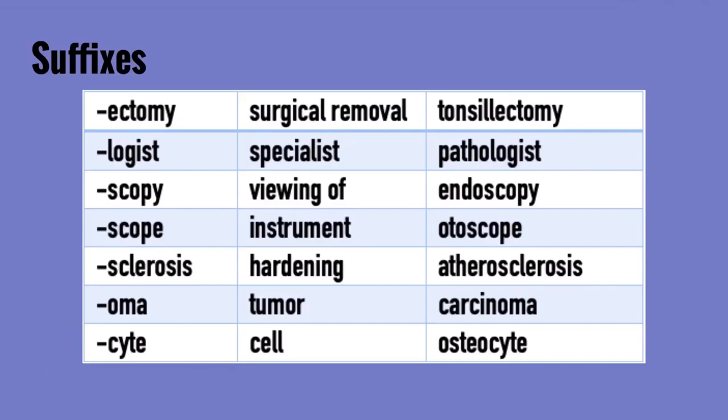Sclerosis is the hardening of something, so atherosclerosis. Oma typically indicates a tumor, so carcinoma. Cyte is a cell, so osteocyte. Again, combining what we learned earlier, osteo meaning bone, cyte meaning cell, that's a bone cell.